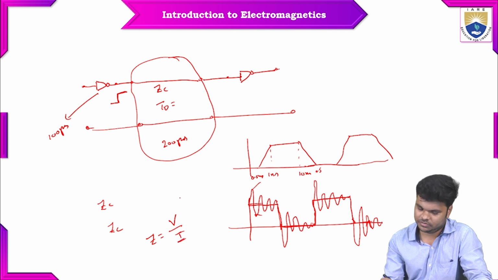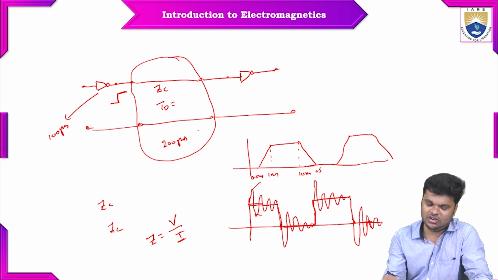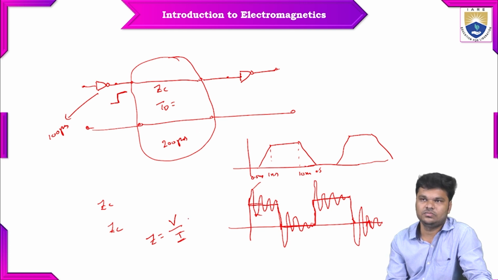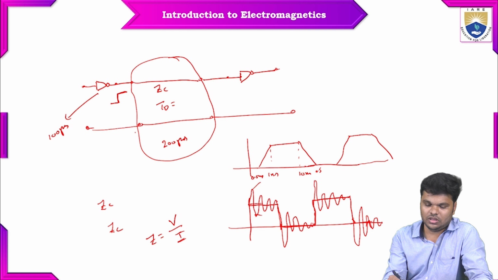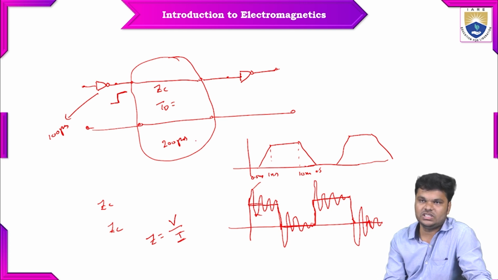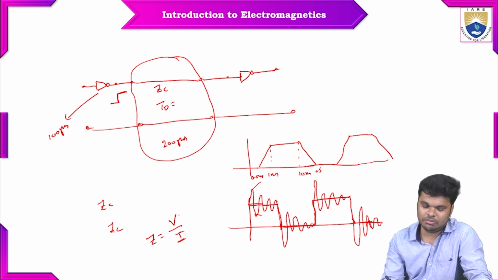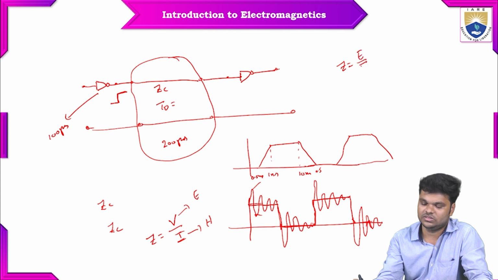Everyone knows about this, right? So for this transmission line, what is voltage and what is current? Especially when we deal with high frequencies, this voltage can be accurately defined in terms of electric fields, and this current can be accurately defined in terms of magnetic fields. So now I can write Z is nothing but E by H.